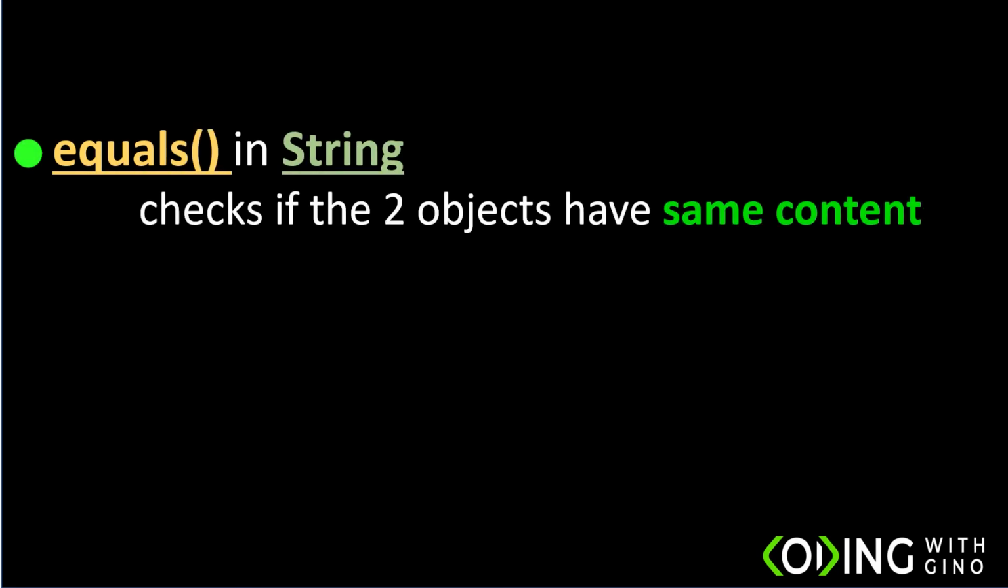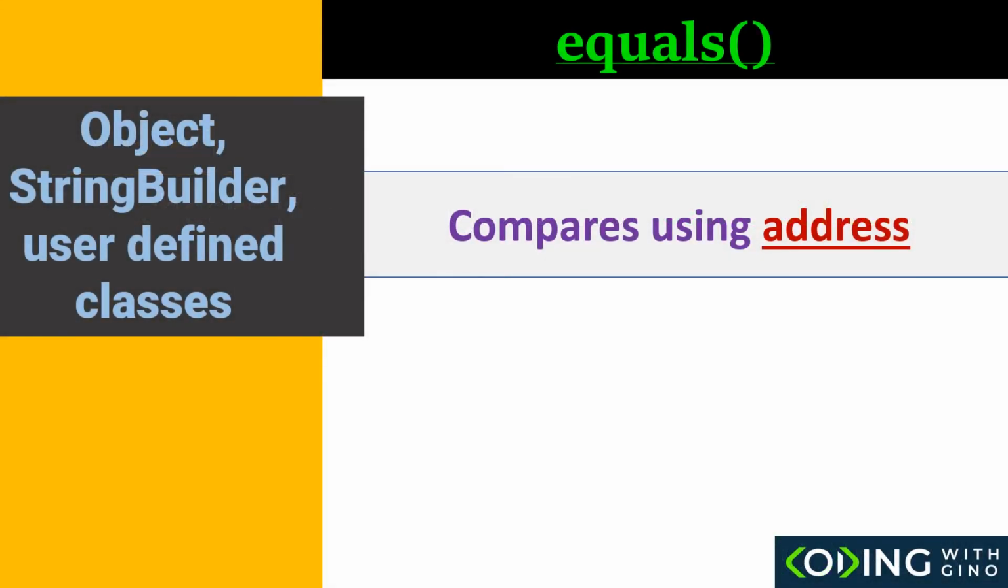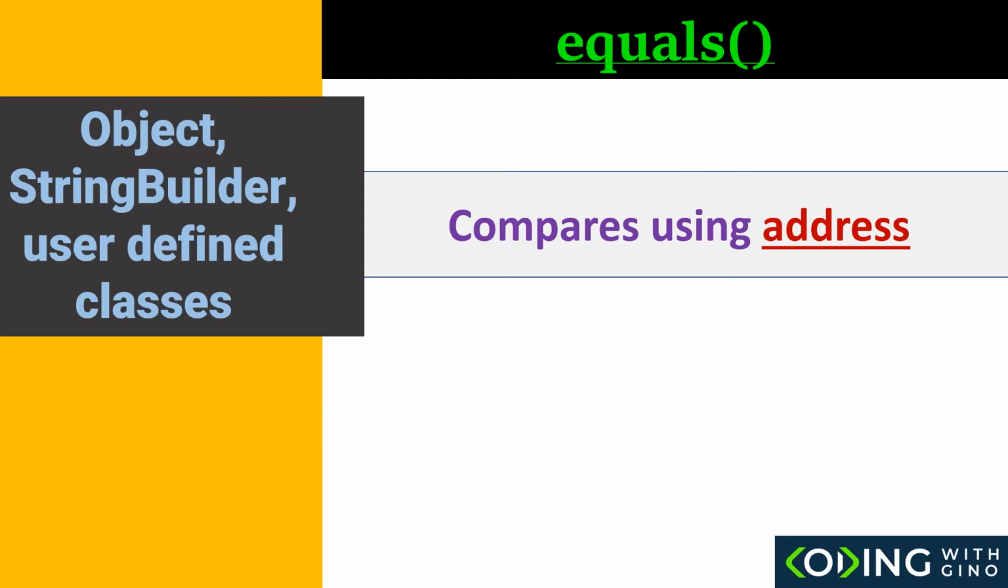In string class, the equals method is overridden to check the data when comparing two string objects. But in StringBuilder, the equals method is not overridden. So, it compares objects by checking their address instead of data. In short, the equals method of object class and StringBuilder class compares objects based on their address.